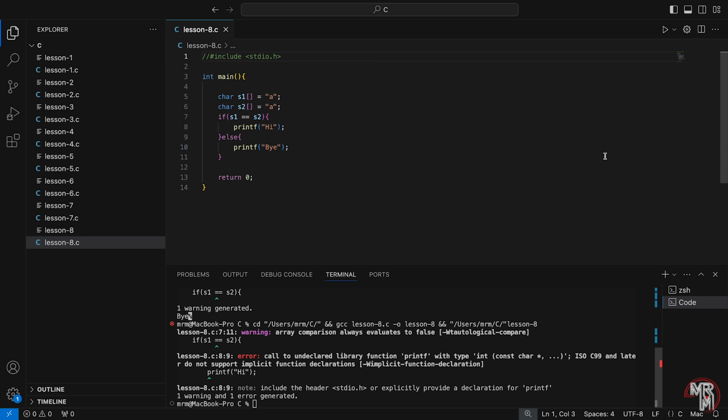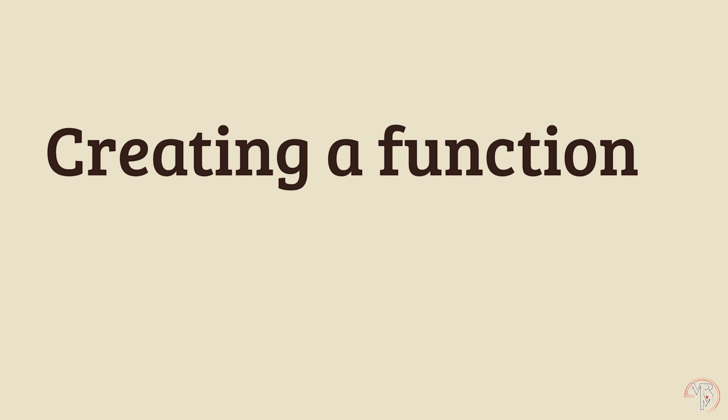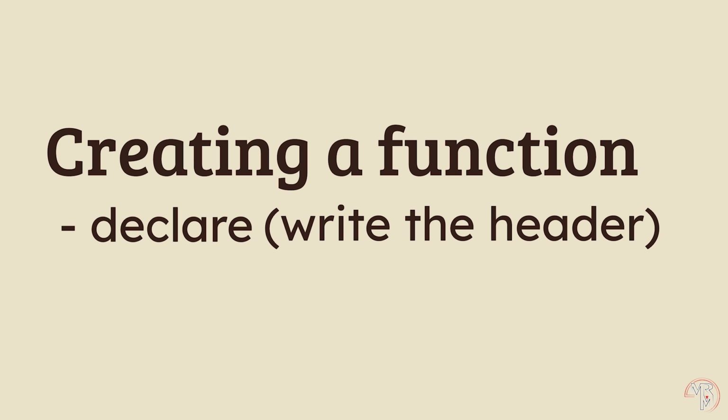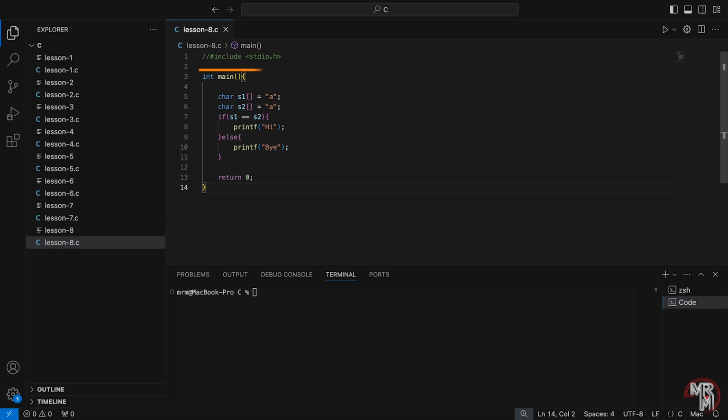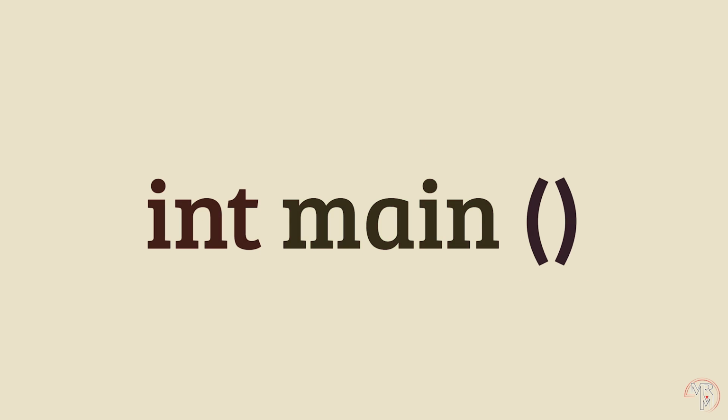Alright, now how do we create functions? Well, creating a function usually involves two things: declaring a function, which means writing its header, and defining the function, which means writing its body, or simply put, the code that the function will be associated with. Now here we have a function named main. This is the function's header, and the body or the code of the function goes inside this pair of curly brackets.